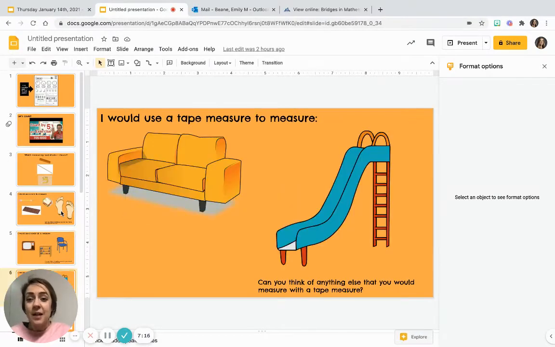And then last but not least, your tape measure would measure things like your couch or the slide outside on the playground, or like the basketball court, how long that is. So that's like your Papa Bear. Can you think of anything else that you would use a tape measure to measure? Maybe the side of your garage.